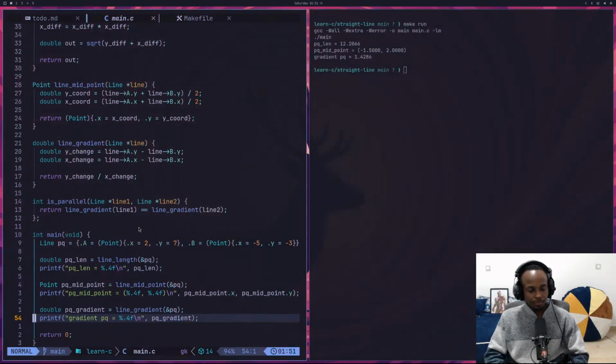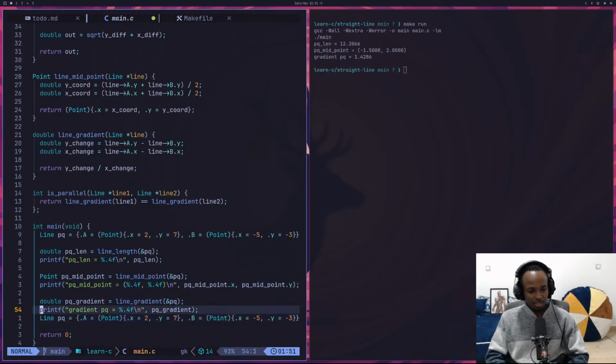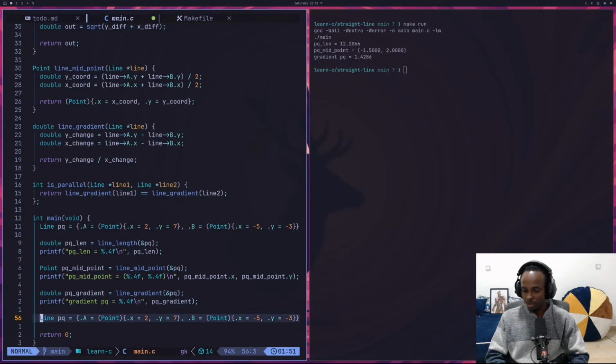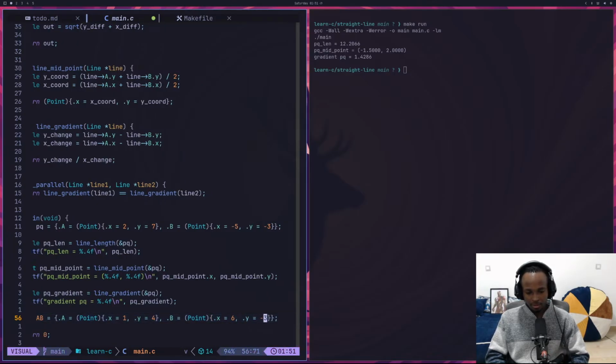Great. So let's define a new line. I'm just going to copy that here. This new line, we are going to call it AB. So line AB is composed of points, and the first point is 1, 4. Then I'm supposed to be checking for point B, which is 6, 6. So point B is 6, 6. So that's that.